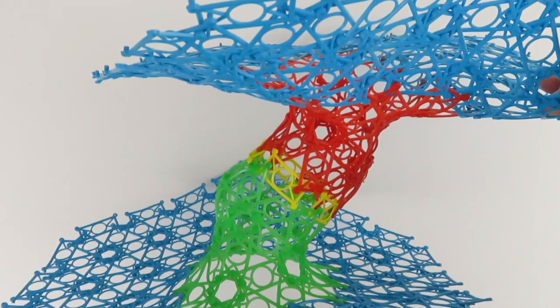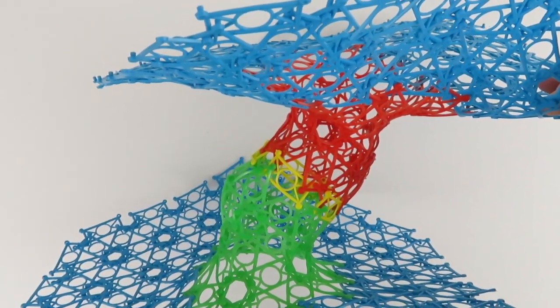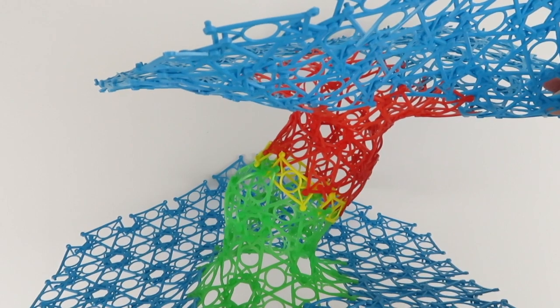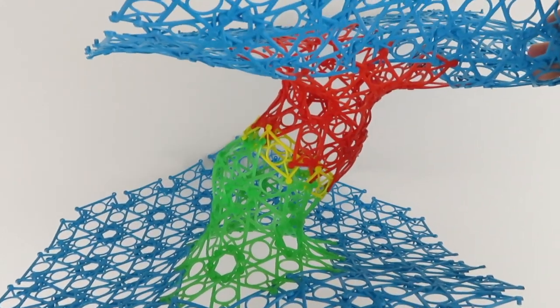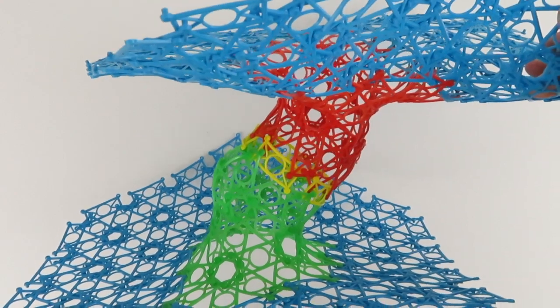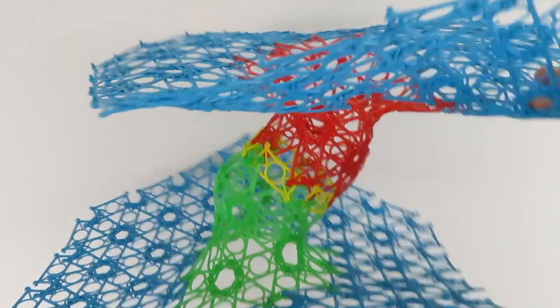I've colored the bottom half green, the junction between the 2 halves in yellow, and then the upper half in red. The ground state in this case is in blue. So that's one structure state that I found.